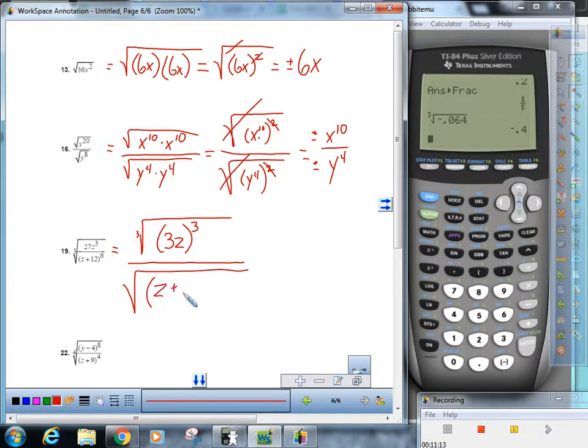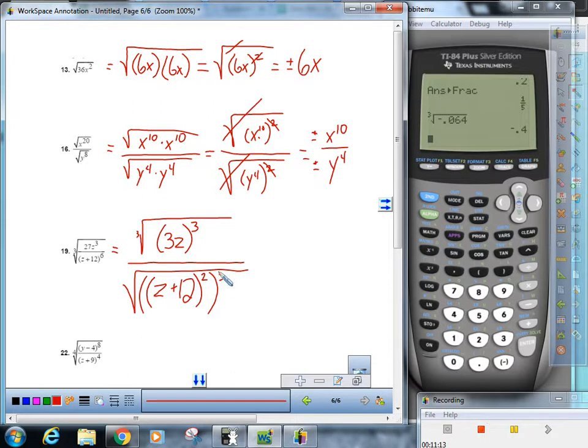Z plus 12 squared cubed. That's hard to imagine. Because what does it mean to have z plus 12 to the 6th power? It means z plus 12 times z plus 12 times z plus 12 times z plus 12 times z plus 12 times z plus 12. 6 times. Well, another way you could do that is do z plus 12 squared times itself 3 times.